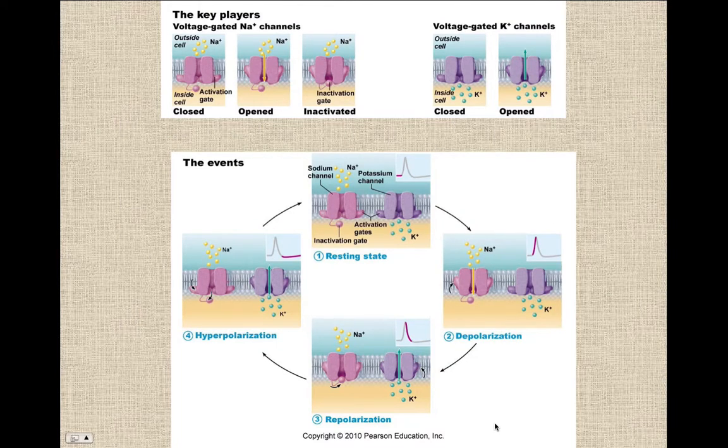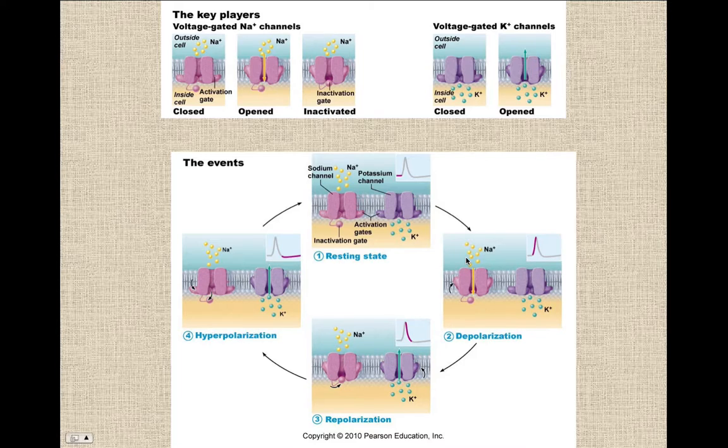So during the resting state, you have both of these channels that are closed. This inactivation gate, which is going to be the mechanical barrier, is just sitting there. It's not closing or opening anything at the moment. So when we have this action potential beginning, we get to that threshold of negative 55. If you get to that all or nothing phase, you're going to open that sodium channel, and that's what causes depolarization.